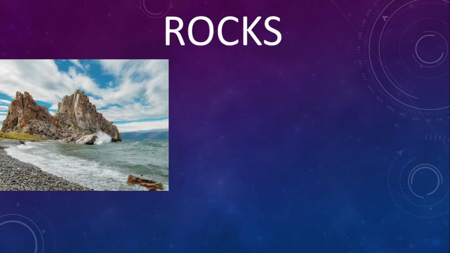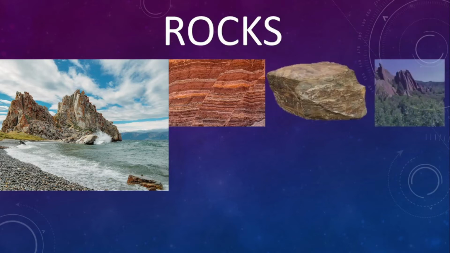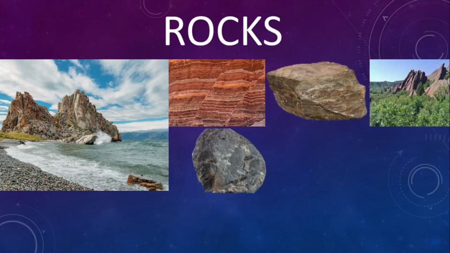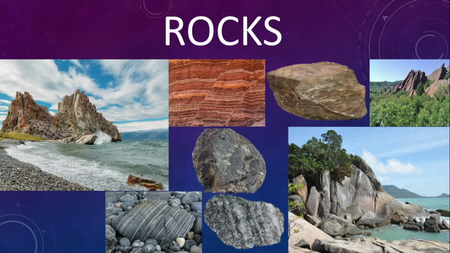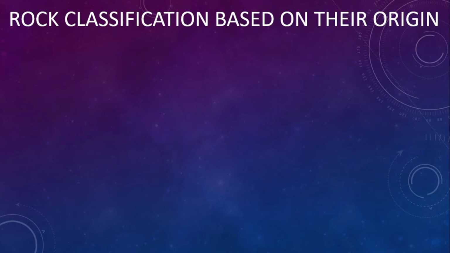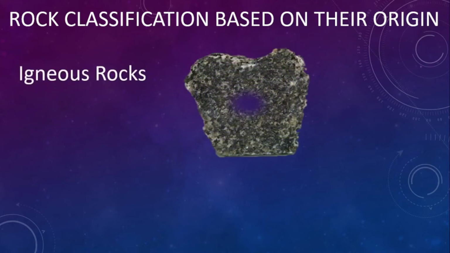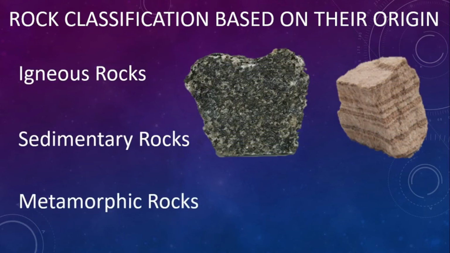Now let's take a look at different types of rocks. Rocks are also classified into three main categories based on their origin: igneous rocks, sedimentary rocks, metamorphic rocks.